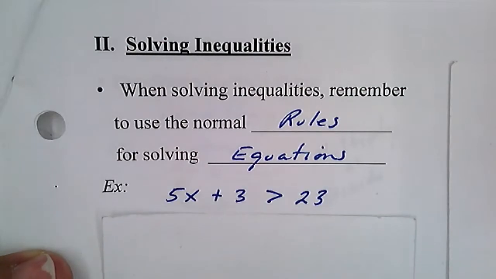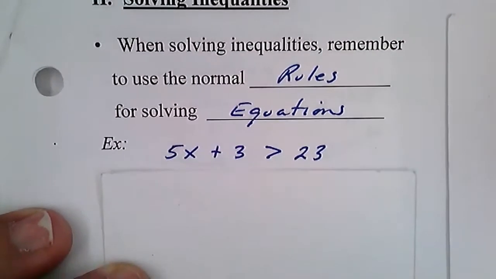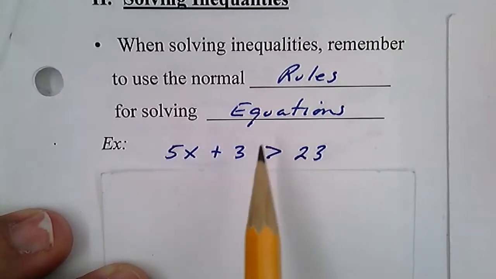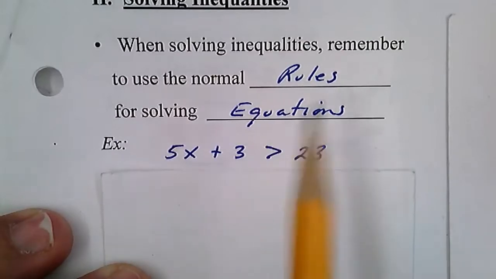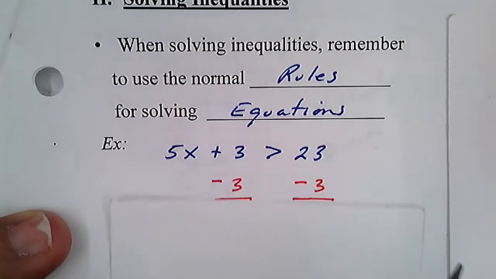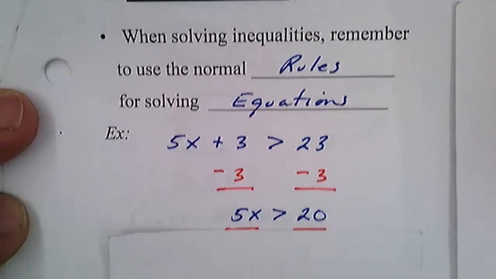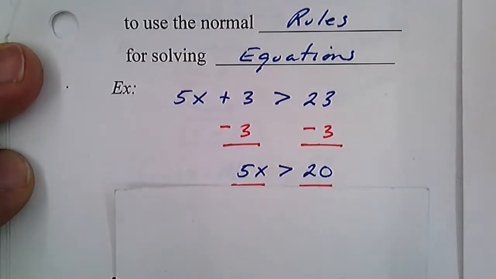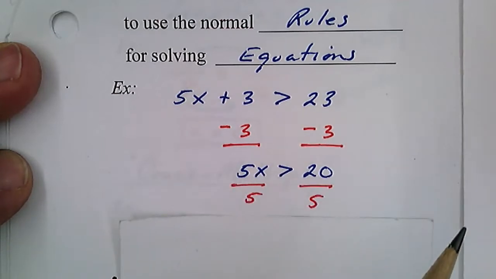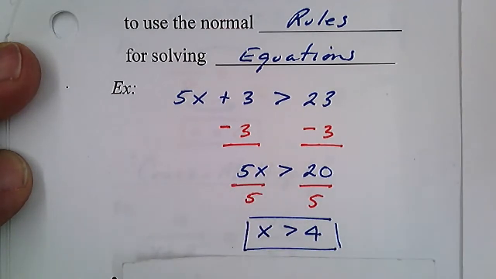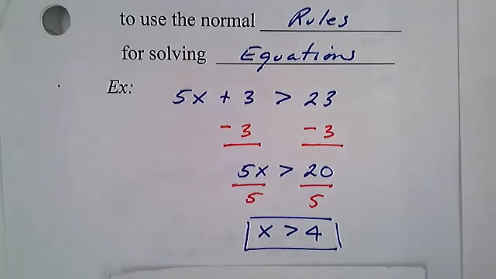Okay, so here would be a basic inequality. Even though this is a greater than, I'm going to follow the rules of equations. I'm going to subtract 3 from both sides. I'm going to get 5x is greater than 20. And then I'm going to divide both sides by 5. I want to isolate my variable. And we get x is greater than 4.